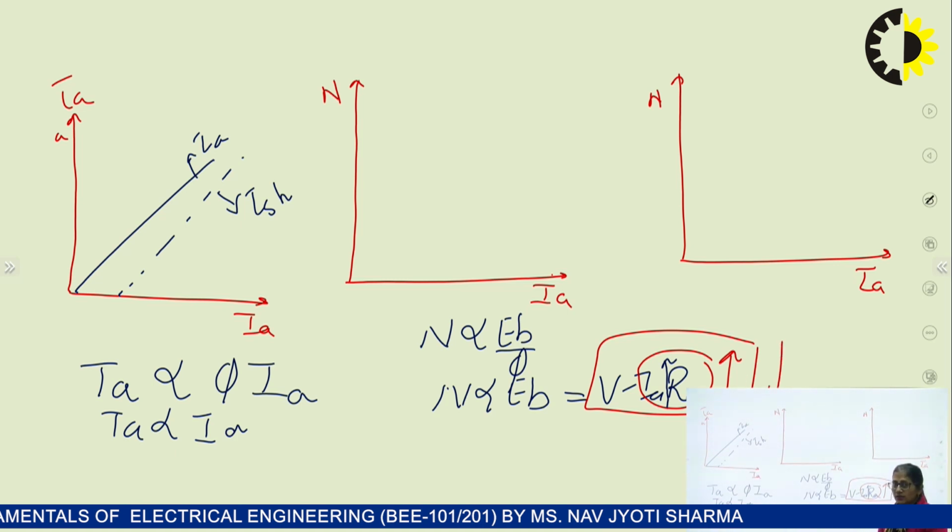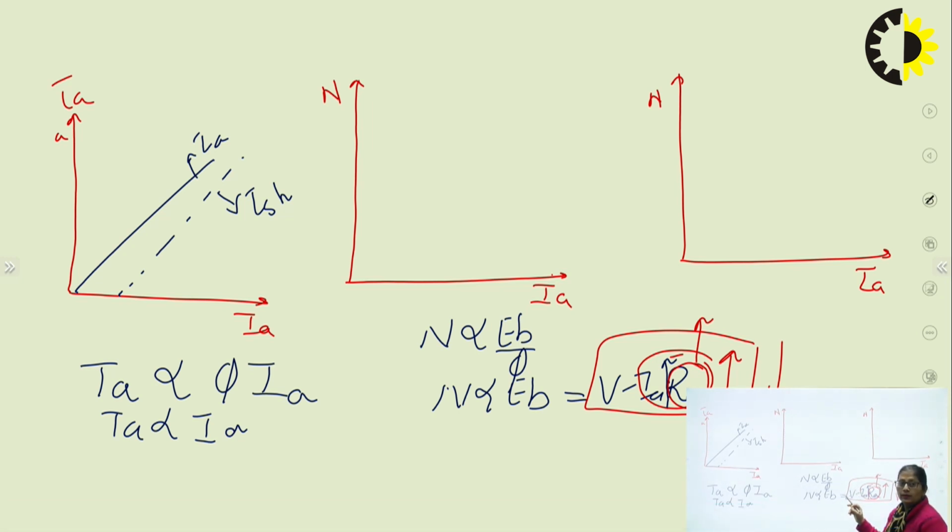But by how much? Will it change drastically? No, because the resistance of the armature is a very small value. That's why this drop will not be very significant. It is not going to make a very significant decrease in this voltage, or in the back EMF, because that is going to remain V minus IaRa.